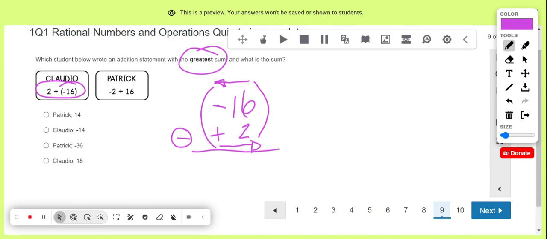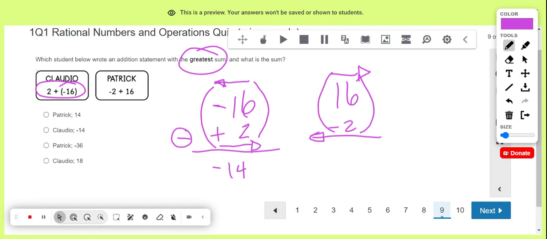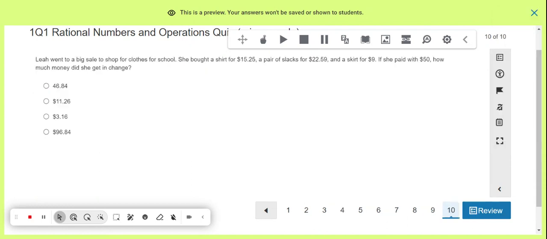So it looks like Claudio had negative 14. And Patrick, we have 16 and then negative 2. Patrick is going positive 16 and then negative 2. They're going in different directions, so you need to find the difference. And go ahead and answer the question once you find the difference.